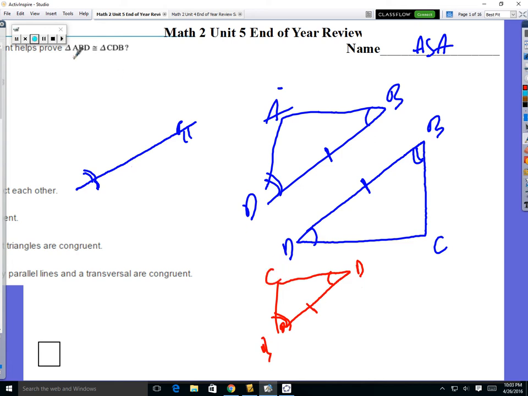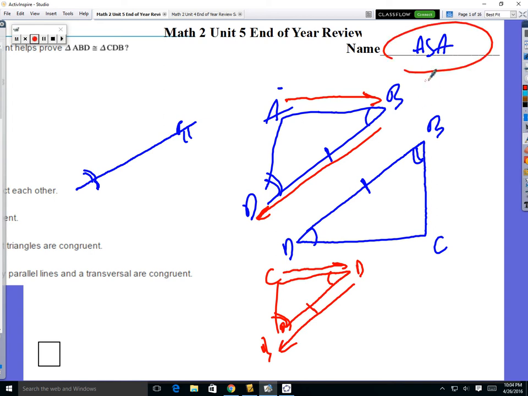So here we go. From A to B to D, I go from the one with no markings to the one with one marker, then down to 2. C, that's the one with no markings, over to the one with one marking, down to the one with 2. So they are congruent because they have an angle that's congruent, sides that are congruent, and another angle that's congruent.